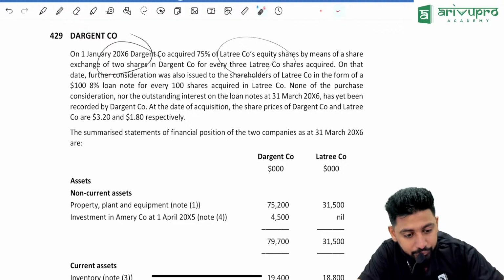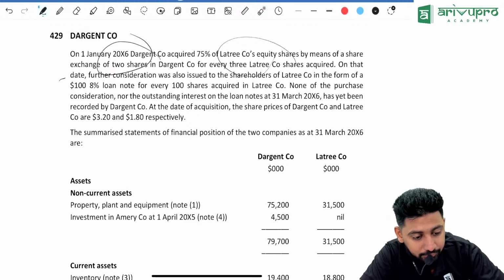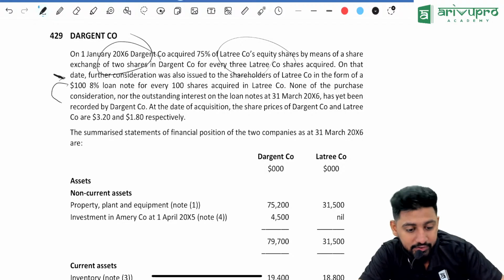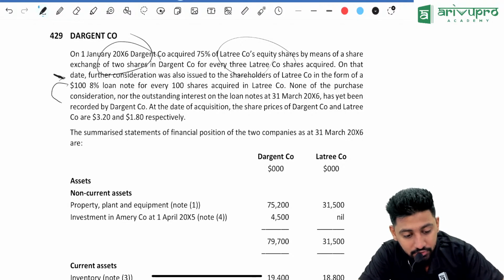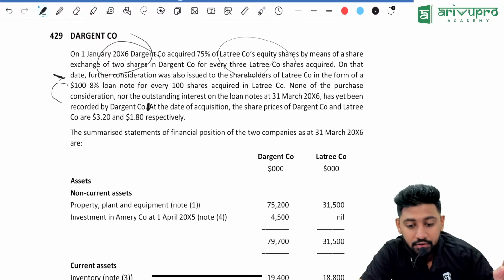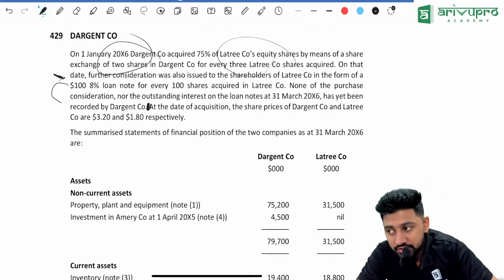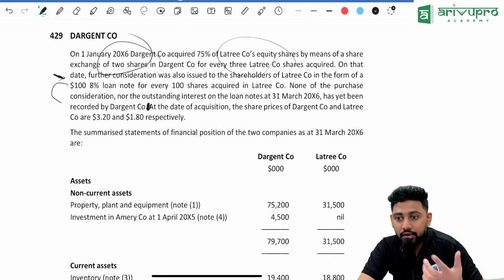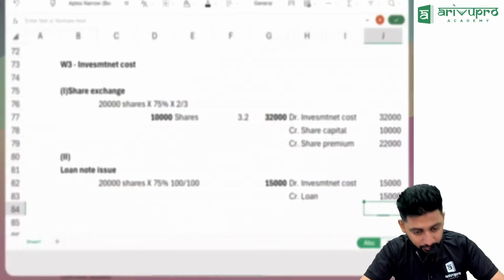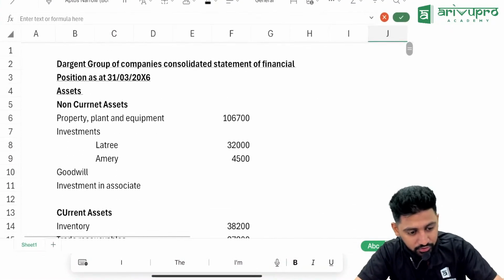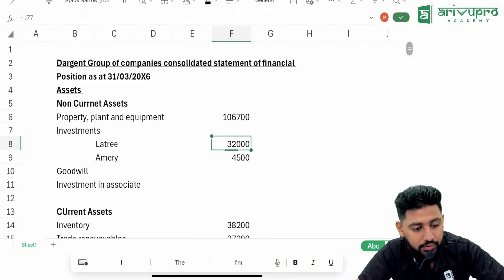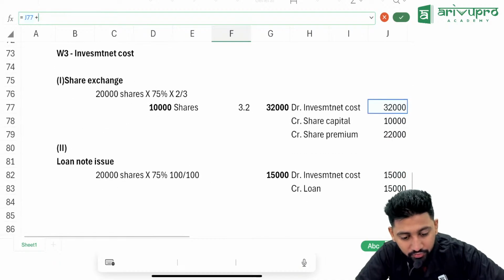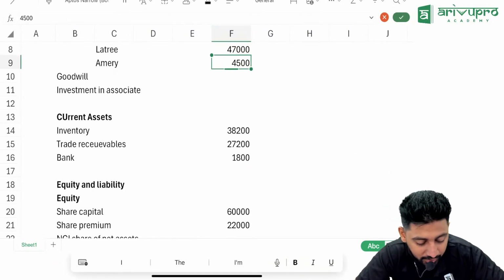Take a top bottom approach in the exam. I know at this point I'm done with this. Now I'm moving on to this. Correct? And here they say it is not recorded by Darjan Co. None of the purchase consideration nor the outstanding interest. I'll come to interest in a bit, but now we have to account for the loan note investment. I have a 15,000 investment in addition that I have to incur. So plus, always connected, 15,000.